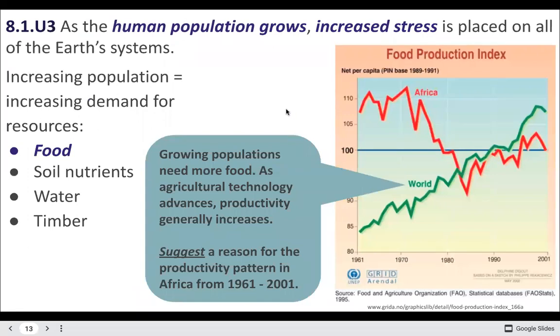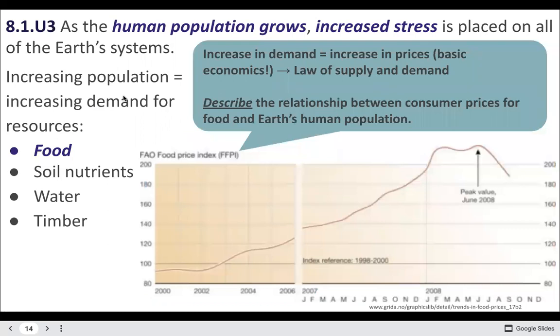As human population grows, increased stress is placed on all the Earth system. Increasing population equals increasing demand for resources: food, soil, nutrients, water, timber. It's really worth pointing out that different populations use different amounts of resources. And sometimes I feel like it's unfair just to say increasing population equals increasing demand, because you can have an increasing population that has a much smaller ecological footprint, and that could make a lot less of an impact. It's really all about how you're living, not just how many people are living. It's pretty unfair to just say it's because of the number of people when some of them use way more resources than others.